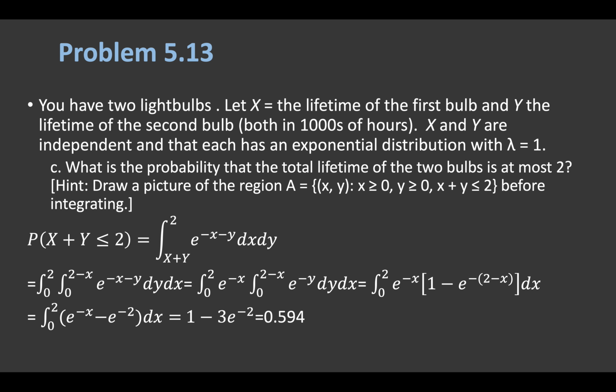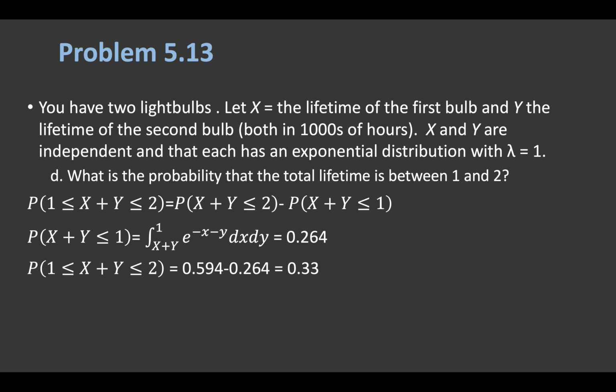So that's part C. And part D, if we know how to do part C, then part D is relatively straightforward and easy. It asks, what is the probability that the total lifetime is between 1 and 2? Again, we are asking the probability of x plus y bigger or equal to 1 but smaller or equal to 2. That equals whatever is smaller than 2 minus whatever is smaller than 1. And the middle part is 1 to 2.